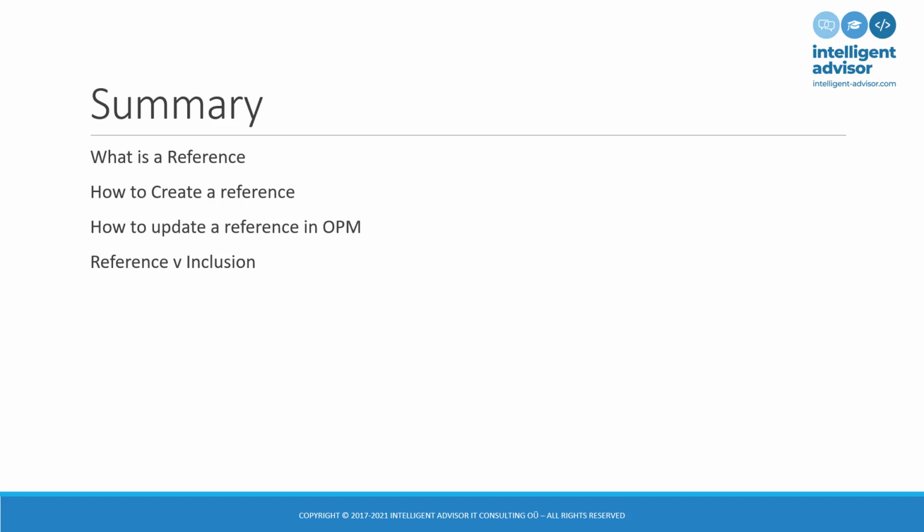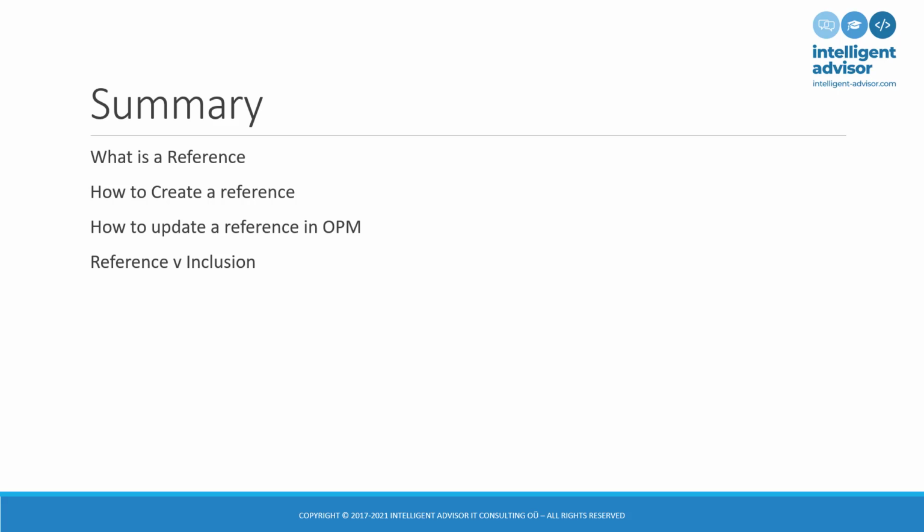Indeed, error messages may appear if mappings have changed in the decision service, which cause the mapping to be out of date. Finally, we spoke about the concept of a reference versus an inclusion. We know that an inclusion is a practical way, for example, of embedding a set of reusable rules or reusable screen elements inside a project.